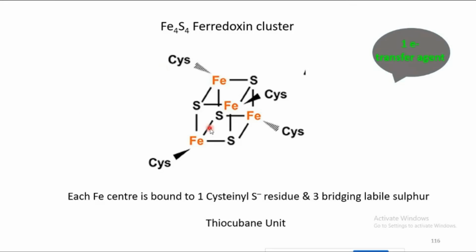This is the Fe4S4 thiocubane unit. It has a cubane structure. If you look, each iron center has a tetrahedral environment, which is constituted by 3 bridging sulfurs and 1 terminal sulfur coming from the cysteine residue. So automatically the tetrahedral environment exists on each iron center. The whole structure is called the thiocubane unit. Thio stands for the sulfur. So the 4 sulfurs occupy the alternate corners of the cube.